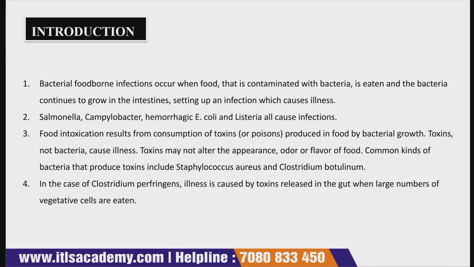Bacterial foodborne infections occur when food that is contaminated with bacteria is eaten and the bacteria continue to grow in the intestine, setting up the infection which causes illness. So this type of bacterial foodborne infection occurs whenever the food is contaminated with bacteria, and that contaminated food is eaten by human beings. When the bacteria get into the human body, they start growing continuously in the intestine, and whenever they grow in the intestine, they set up the infection that causes illness.